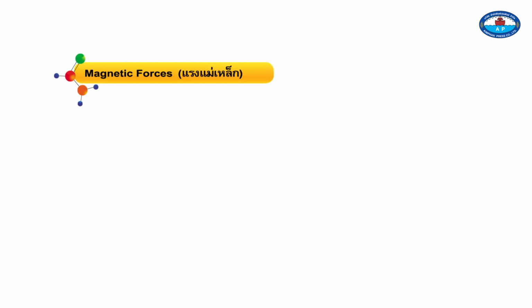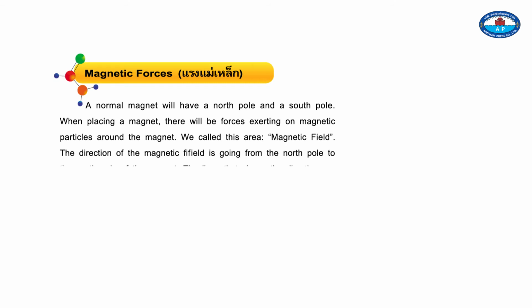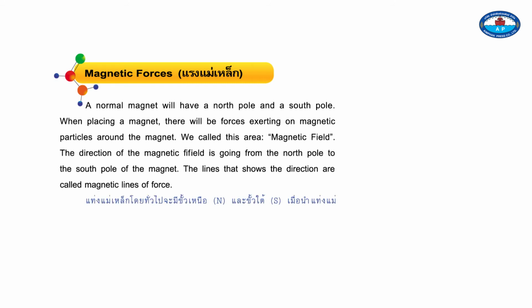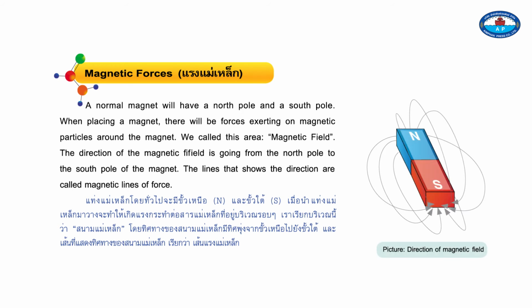Magnetic forces. A normal magnet will have a north pole and a south pole. When placing a magnet, there will be forces exerting on magnetic particles around the magnet. We call this area the magnetic field. The direction of the magnetic field is going from the North Pole to the South Pole on the magnet. The lines that show the directions are called magnetic lines of force. Picture: direction of magnetic field.